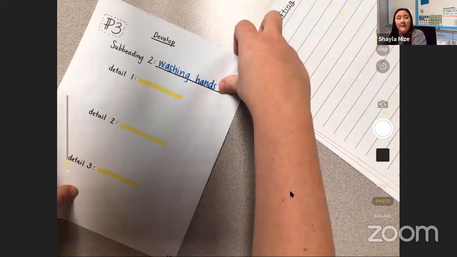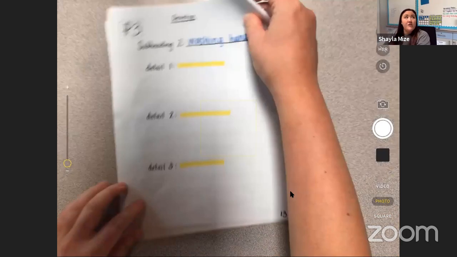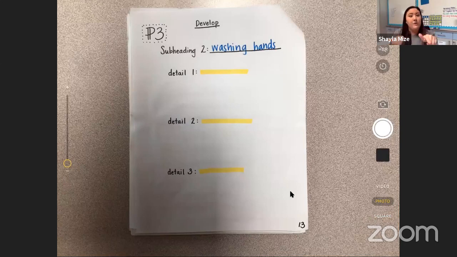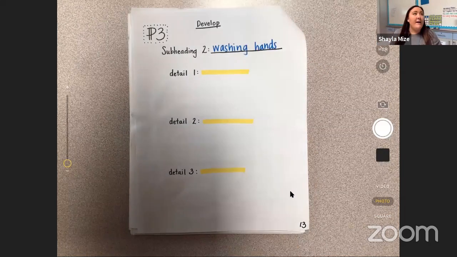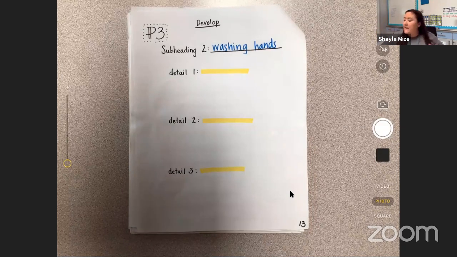Now go to your page 13. It should look like mine, except your subheading 2 is obviously going to be different. Whatever your subheading 2 is goes right here. And then I want highlighter marks right next to each detail so that we remember to put our transition words. Thumbs up if you did that. Thumbs down if you need 30 more seconds to complete that. Okay, complete this now. I'm going to give you guys 30 seconds. Go ahead and get your page 13 ready to go.